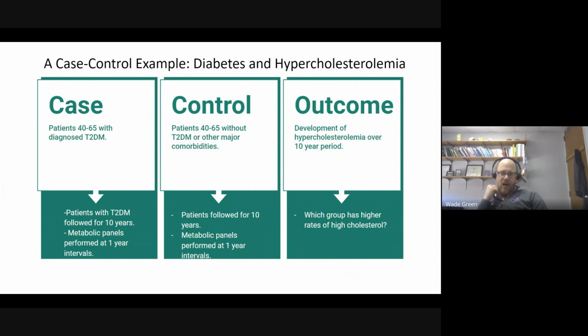So we are going to perform the exact same methodology, follow these patients for a period of 10 years, and collect those metabolic panels at intervals of 1 year. Then we are going to assess which group has higher rates of high cholesterol after that 10-year period. So that is an example of a case control study, practically worked out, kind of what it would look like.